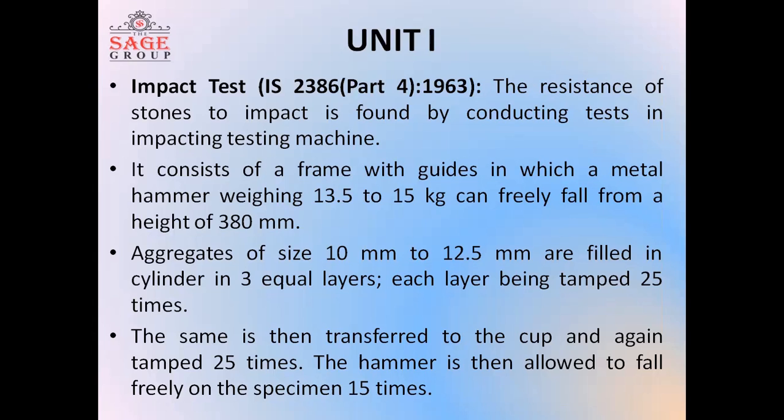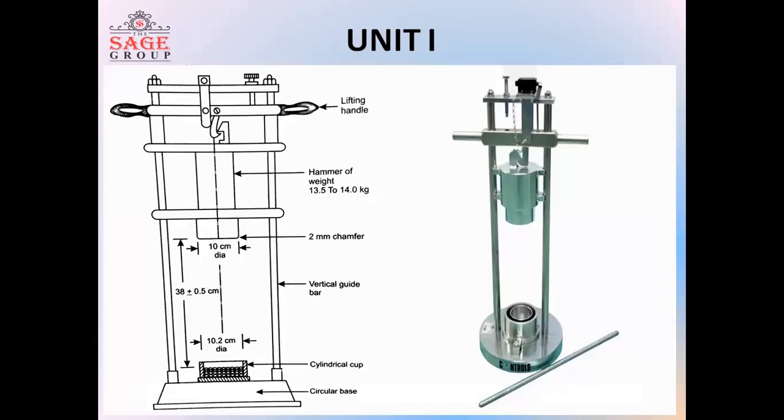Now, the aggregate of size 10 mm to 12.5 mm is filled in the cylinder in 3 equal layers, each tamped by the tamping rod 25 times. That means the cylinder is filled in 3 layers, and after filling each layer, it is tamped 25 times by the tamping rod, and then it is completely filled. The same is transferred in the cup, and then the tamping is done 25 times. The hammer is allowed to fall freely on the specimen 15 times.